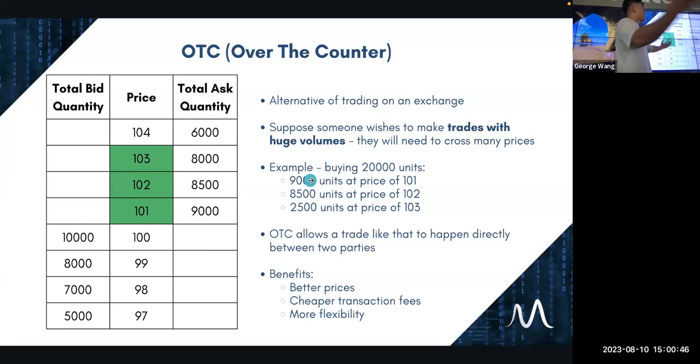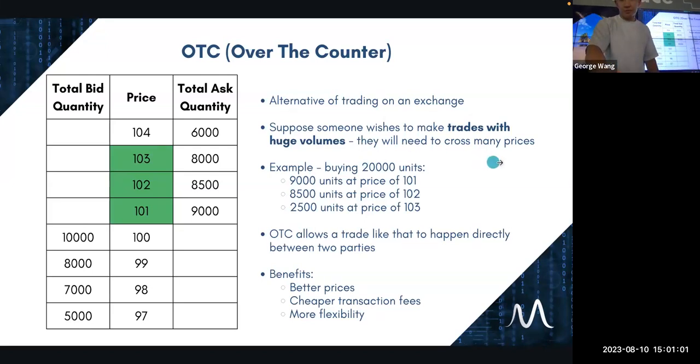Cool. And we can still market make over the counter, right? We can still sell to this person 20,000 units at a price of 101 and buy from someone 20,000 units at a price of 99. Totally possible. Market makers participate in these trades a lot, right?